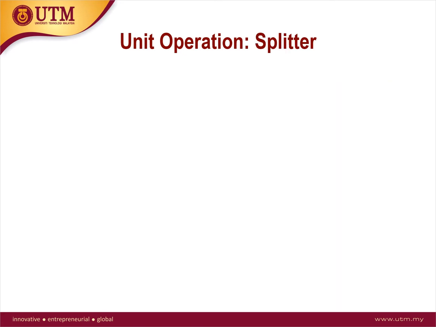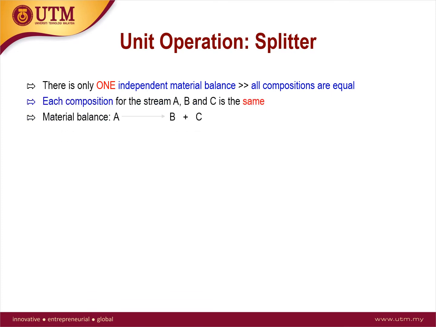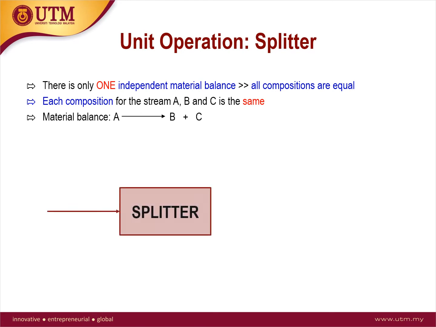The second unit operation is called a splitter. Okay, for a splitter, all the compositions are equal because there is only one independent material balance. For example, feed A is entering the splitter, and after some time, the leaving streams will have the same composition, which are product B and product C.